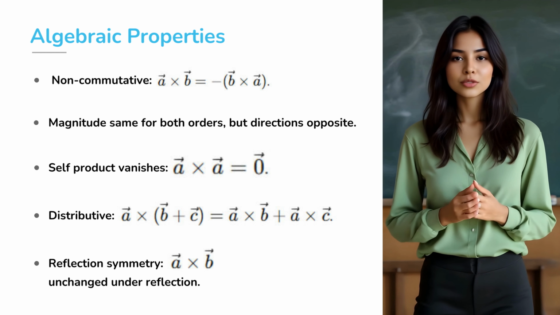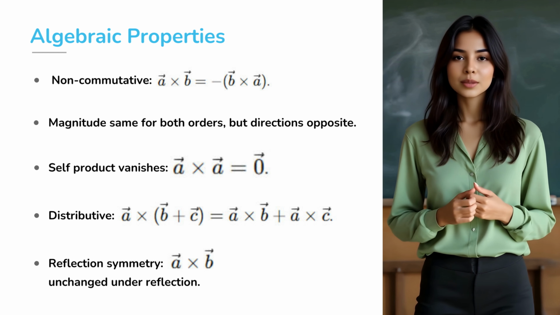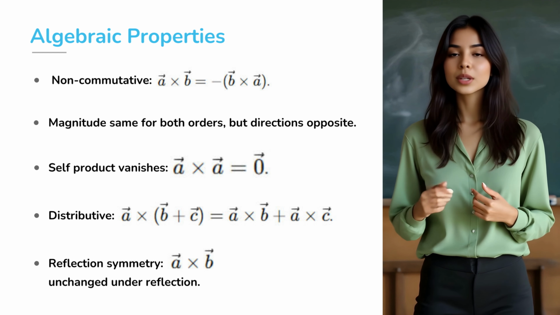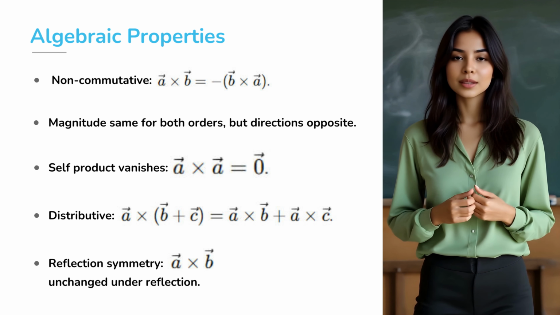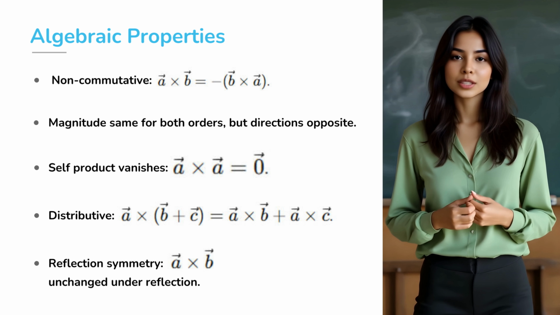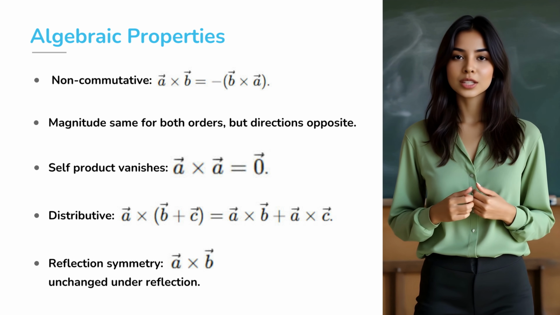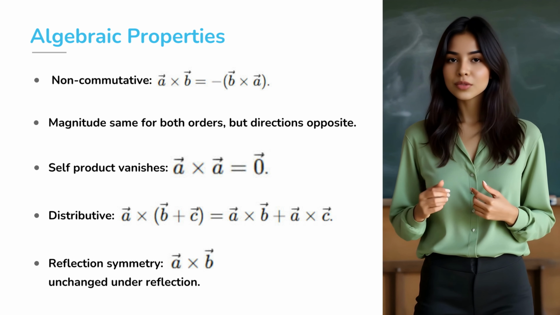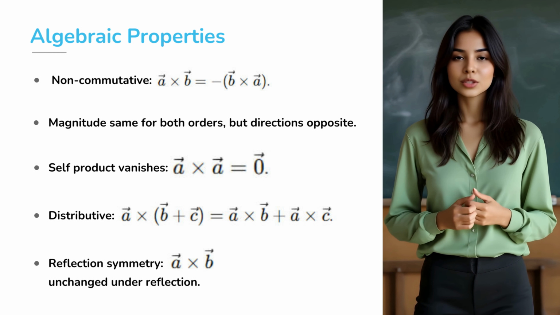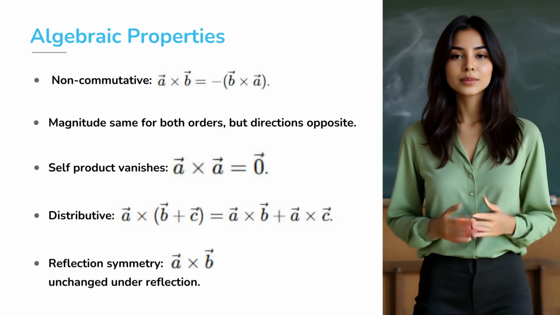It is distributive though. A cross (B plus C) equals A cross B plus A cross C. And under reflection, the cross product does not change sign even though the individual vectors flip. That's why it's called a pseudovector.